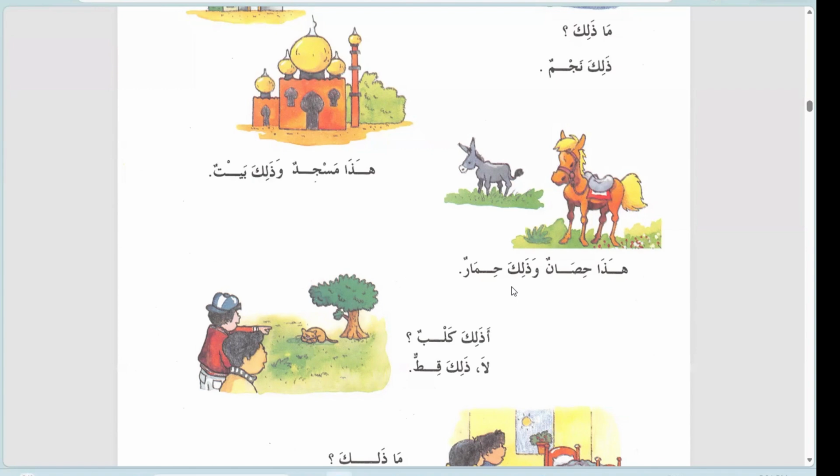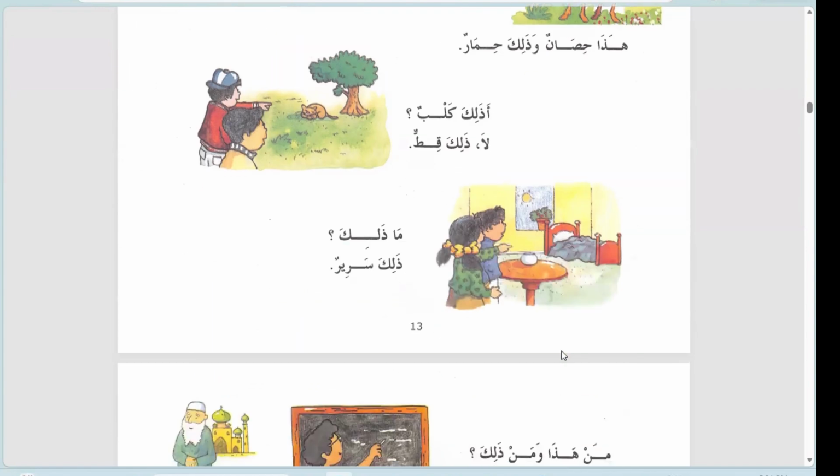أذلك كلب؟ لا، ذلك كلب. You see that the boy is pointing at a cat. أذلك كلب, is that a dog? لا. So remember, it refers to a particle, حرف استفهام. The answer is either لا or نعم. No, that is a kitten. ما ذلك, what is that? ذلك سرير, that is a bed.